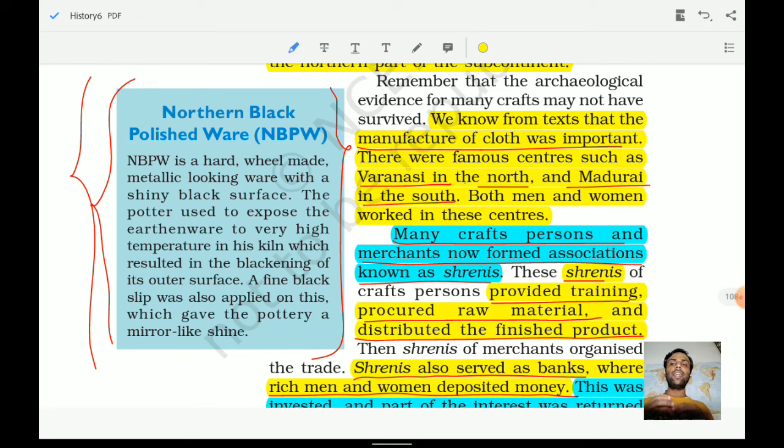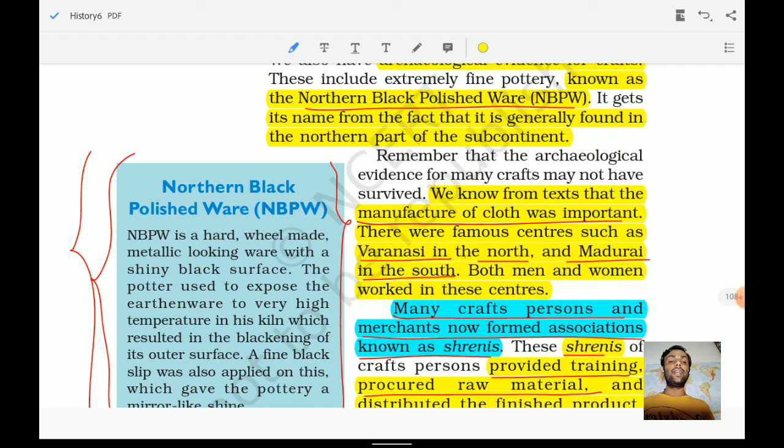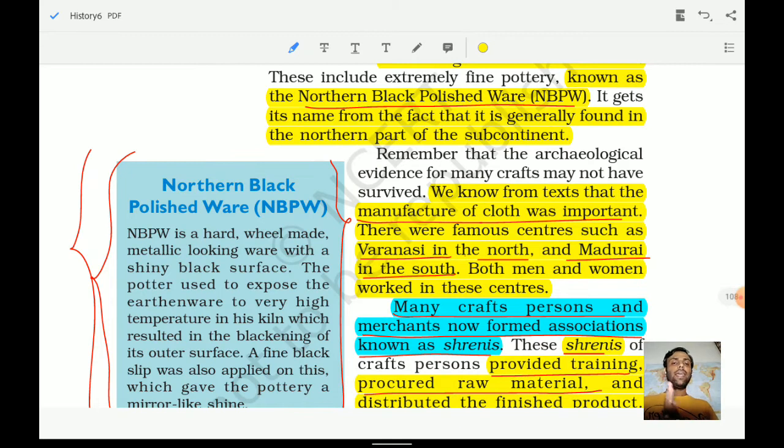So it is not only providing us the information on how they used to make it, but also how they used to decorate it, because they also understood the importance of aesthetics and how to decorate, so they could sell it at a good price, right? Because we have already understood that trade was a prominent thing for Mathura. So these people must have made the best potteries to sell to the people who were coming for the trade, right? It is named from the fact that it is generally found in the northern part of the subcontinent, hence the name Northern Black Polished Ware.